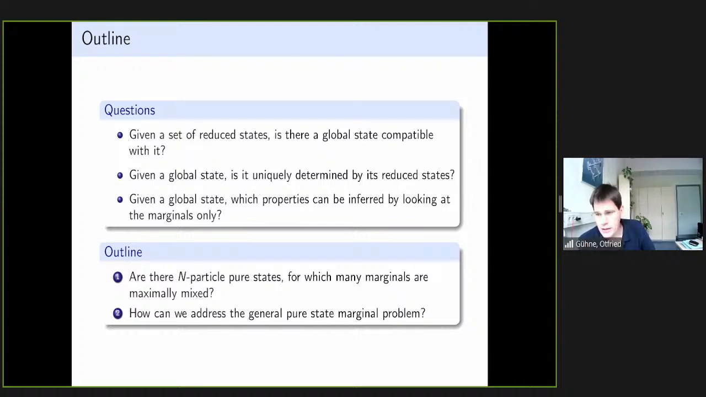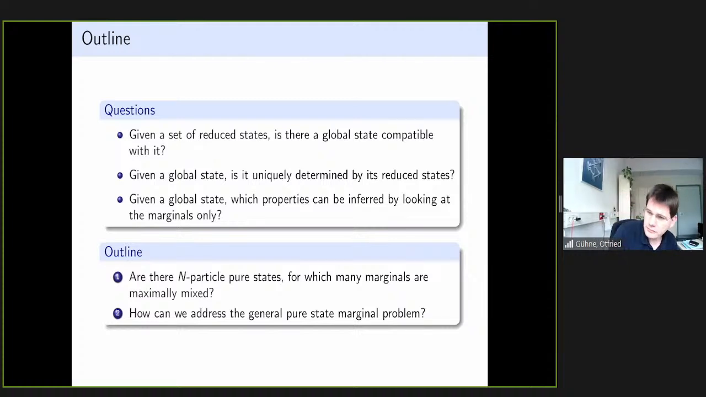And more generally, I will talk about the general pure state marginal problem. This is essentially the first question: you are given some reduced density matrices, and the question is, is there some global pure state compatible with these marginals?